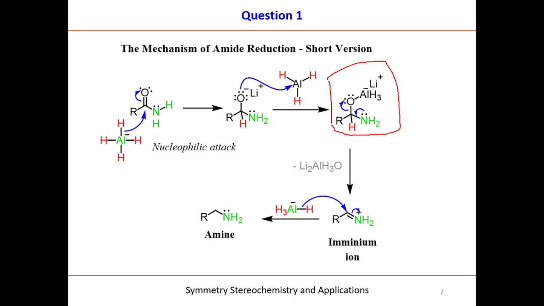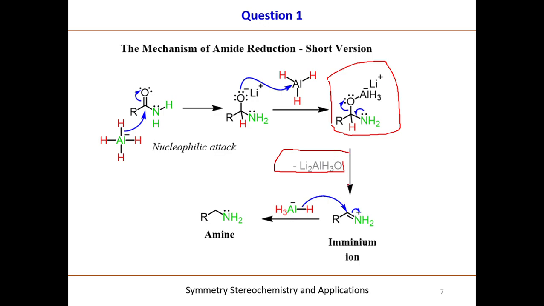This is the intermediate. Now what will happen? The lone pair of nitrogen will push here, and it will cleave the oxygen-carbon bond, and we will get an iminium ion as an intermediate, along with the removal of this whole group, lithium aluminium hydroxide.